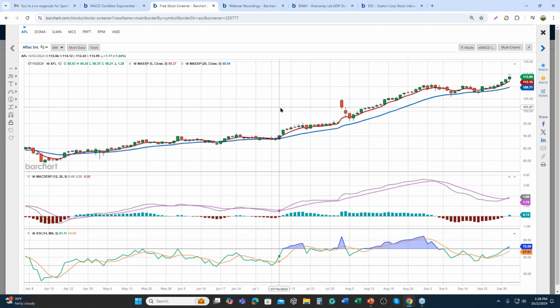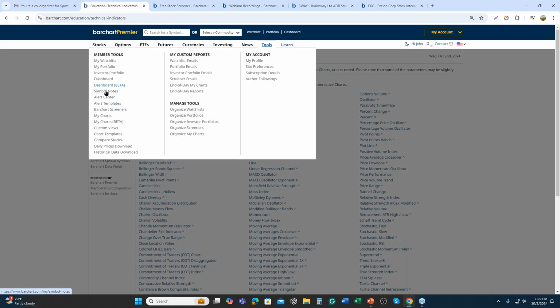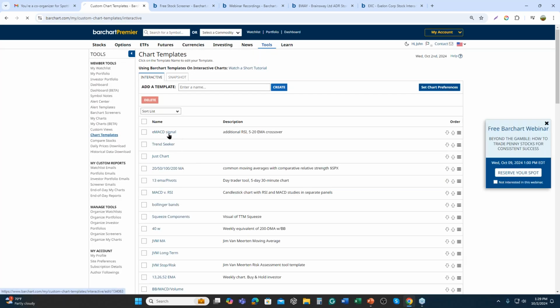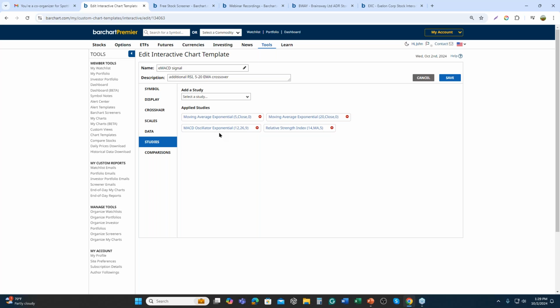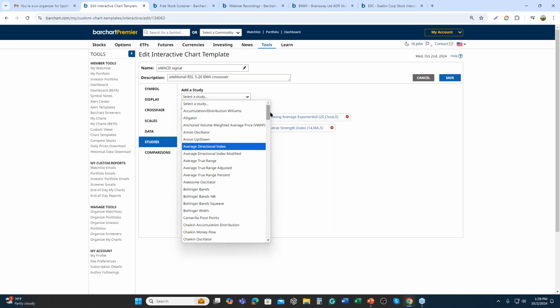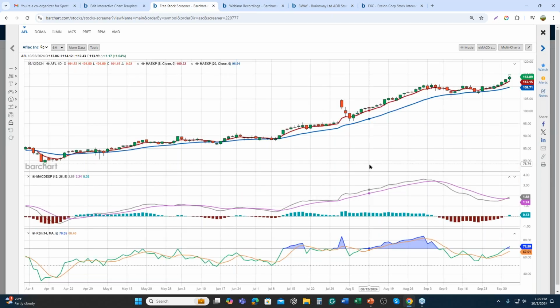And what I've done here is I've added a few different technical analysis studies. So let me just show you where that is for a second. Let's go into our tools, and here I'm looking under my templates, chart templates, and here is my eMACD signal template, and here are the studies. So what I've done is I have my eMACD oscillator, that exponential oscillator. I've added an exponential moving average of 5 periods and 20 periods, and I've added the relative strength index. And again, this is where you can find a lot of trend following studies to add to your templates. And then I can save that, and again, there are videos on how to do that.